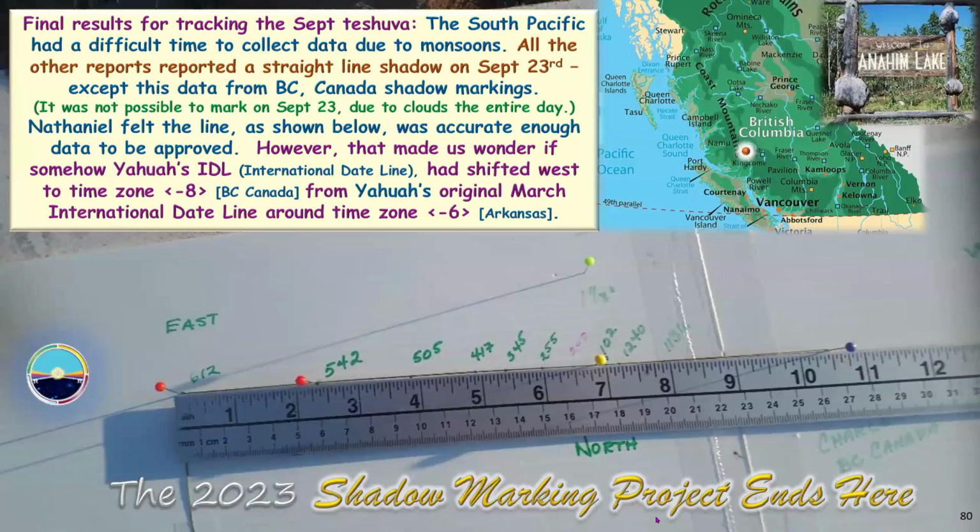However, then a question came up. That made us wonder if somehow Yahuwah's international dateline had shifted west to time zone -8 from the original mark in March at -6. Now we're beginning to wonder what is happening. Is there something shifting? Okay, trusting that my data was right, we're going to see some more about that.